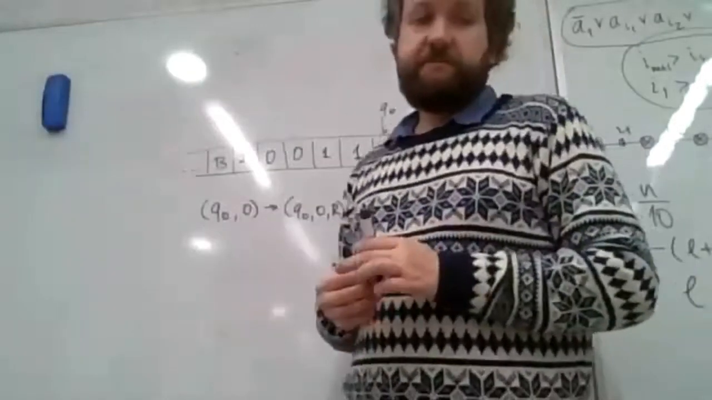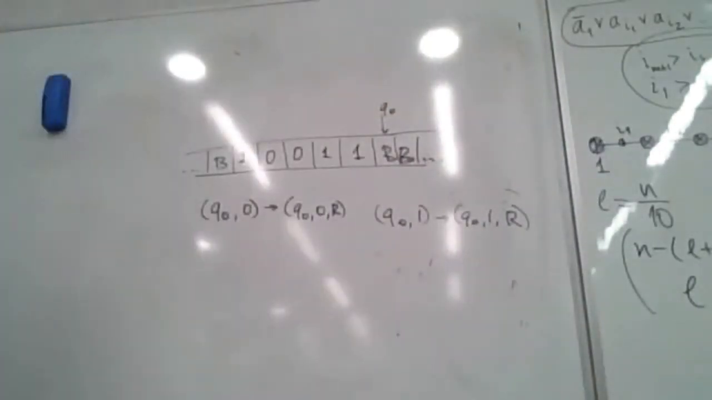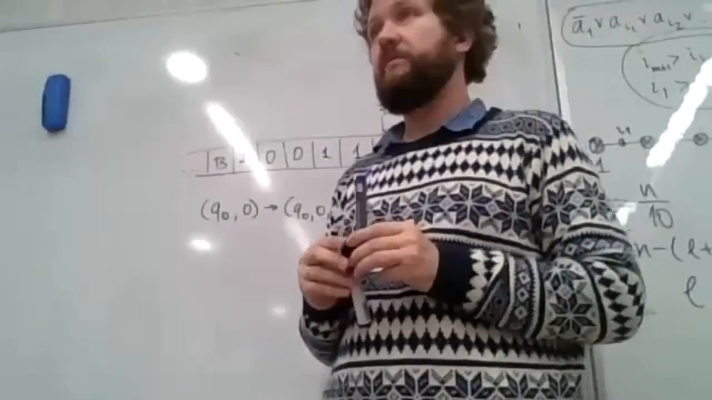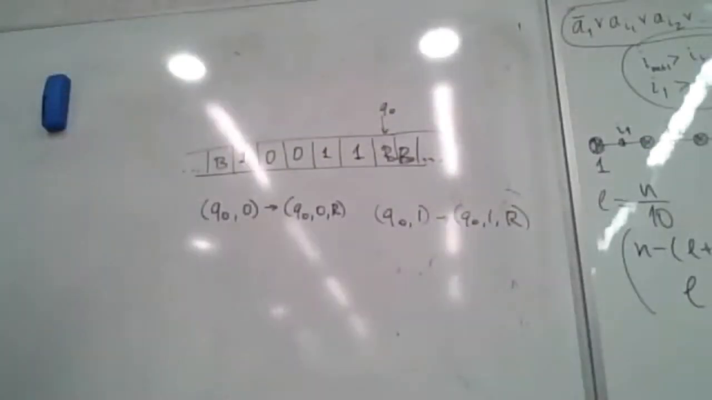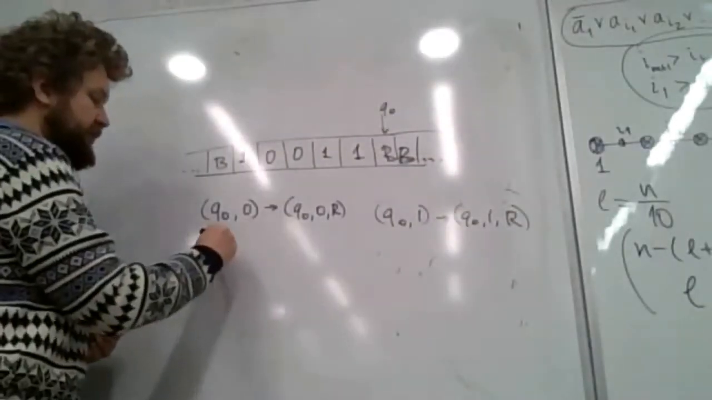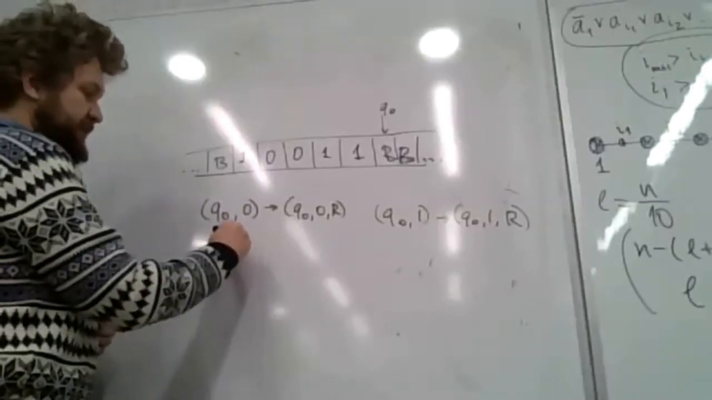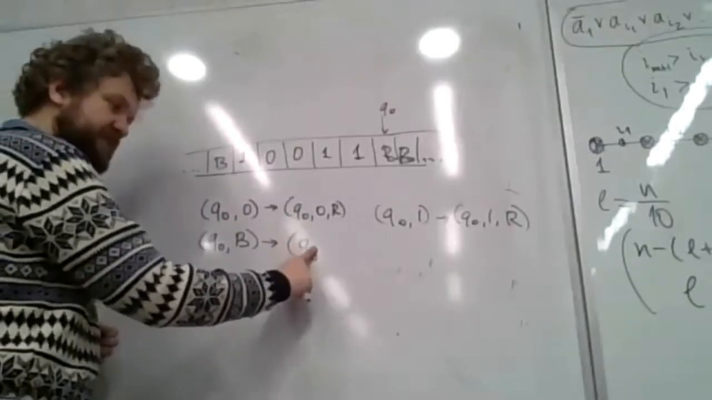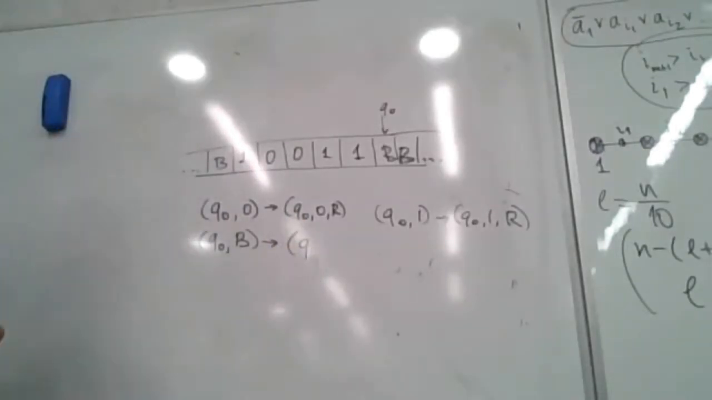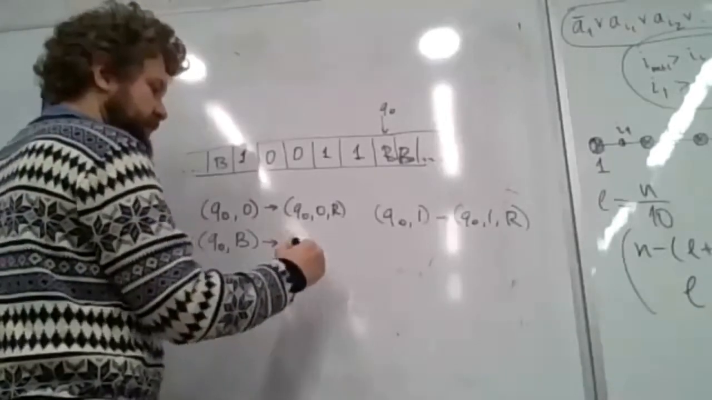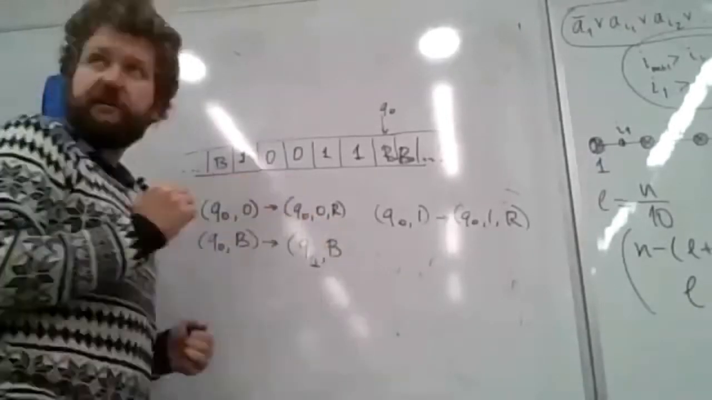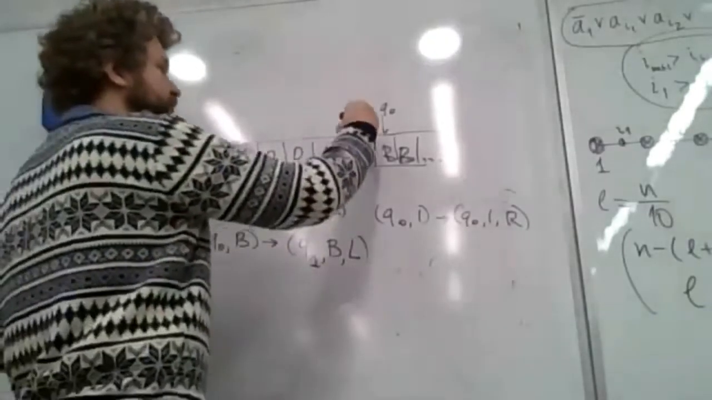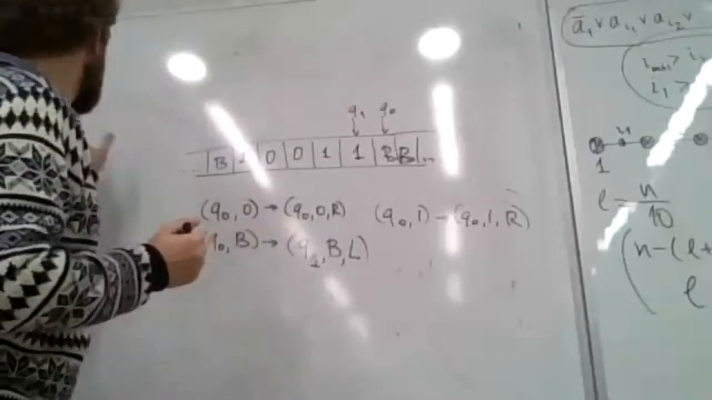What should we do next? Yeah, one step to the left. So if we are in state Q0 and we observe the blank, so we reach the blank, you have a new state, so it should be Q1. Then you should leave this blank there and go left. So now we're here, but we know that we're in the last cell.